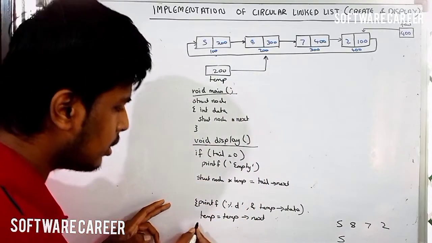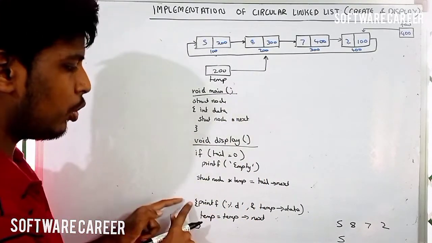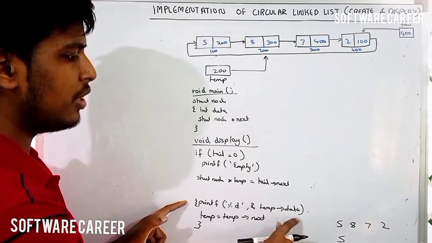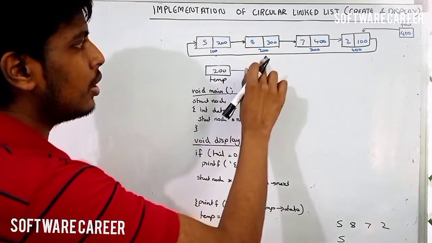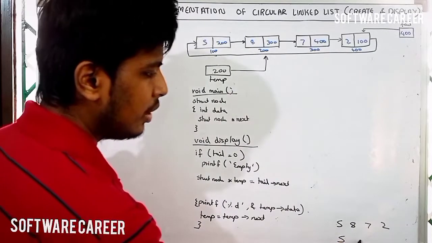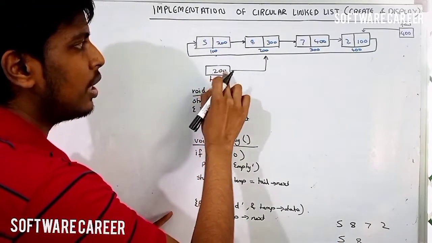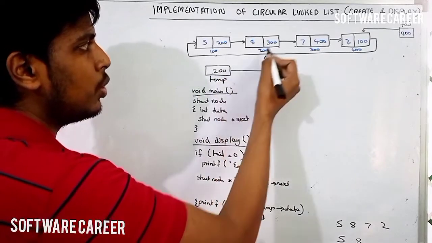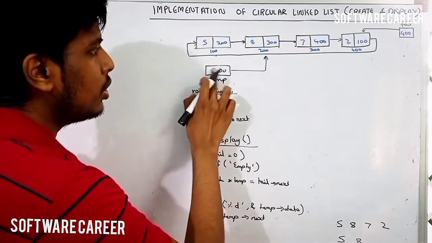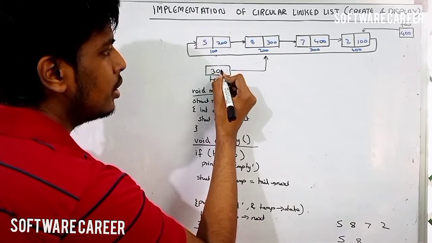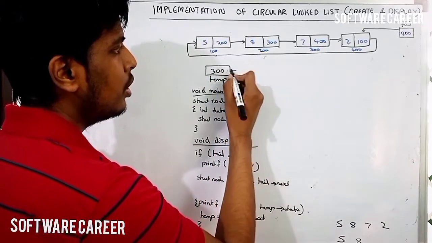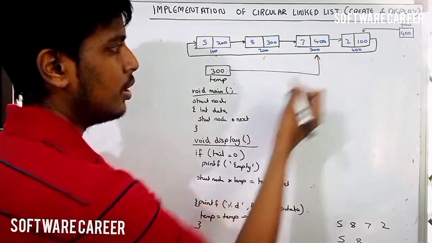Now again this step is finished. Now again I should go back to this step and print the temp data. So 200 data is 8. So 8 gets printed. Then temp is moved. That is temp is temp next. So temp is 200, 200 next is 300. So 300 is written on temp address and this pointer is pointing to the node which is having address 300.